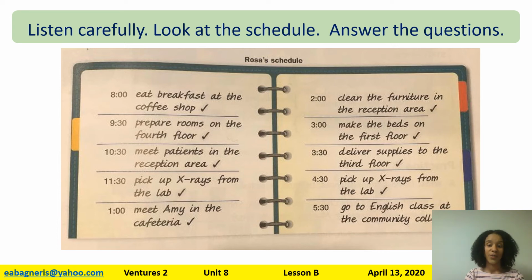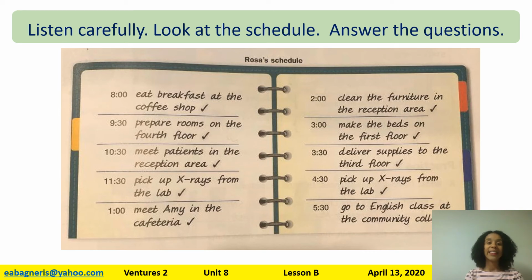She picked up x-rays. And the last one. Where did Rosa go at 5:30? She went to the community college. And what did she do there? Can you answer? She went to English class.